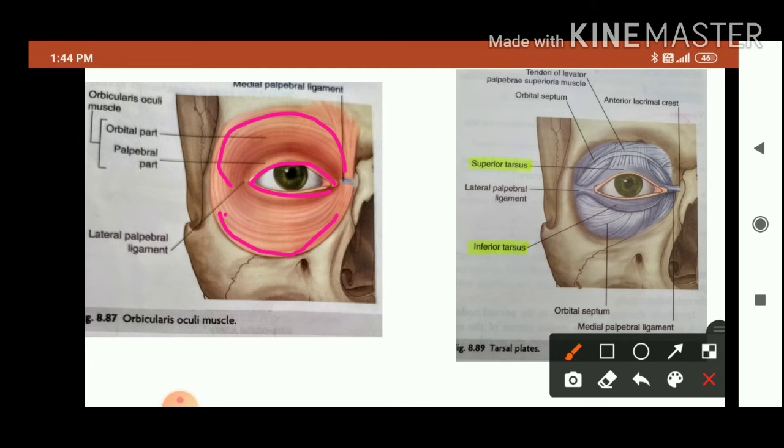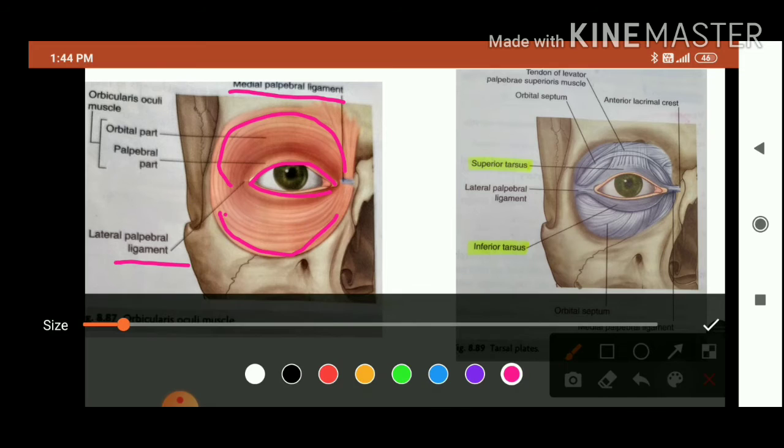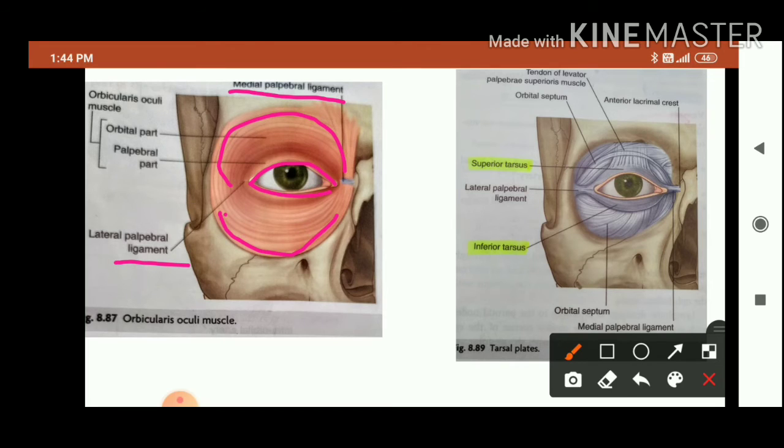And also let me tell you one thing, that this palpebral part of orbicularis oculi is attached medially with the help of the medial palpebral ligament and laterally with the help of the lateral palpebral ligament. Now what do we mean by medial and lateral palpebral ligament? They are nothing but the modification or condensation of the tarsus.